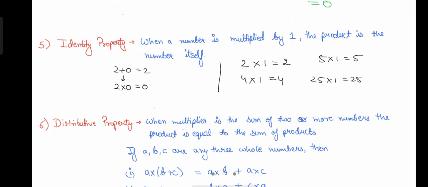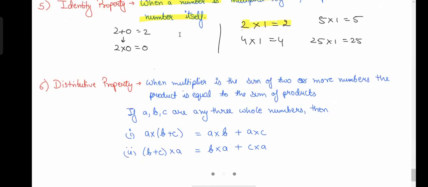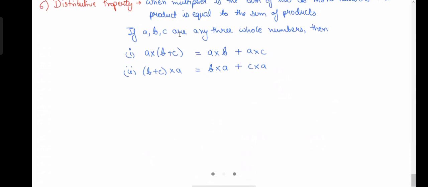Very simple identity property. I'm repeating again that when a number is multiplied by 1, the product is the same number itself. You are getting the same number as the product. For example, if I'm going to multiply this 2 with 1, I'm going to get my answer as 2 only, right? Or any number. Okay, now let's talk about the distributive property, which is a very, very important property.